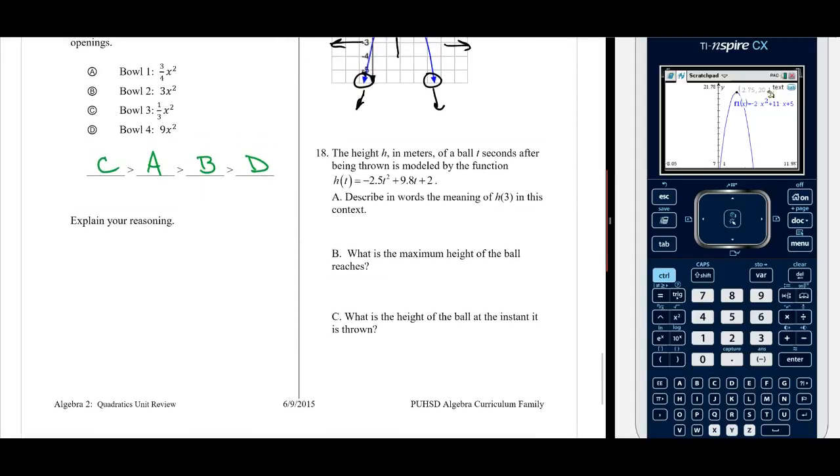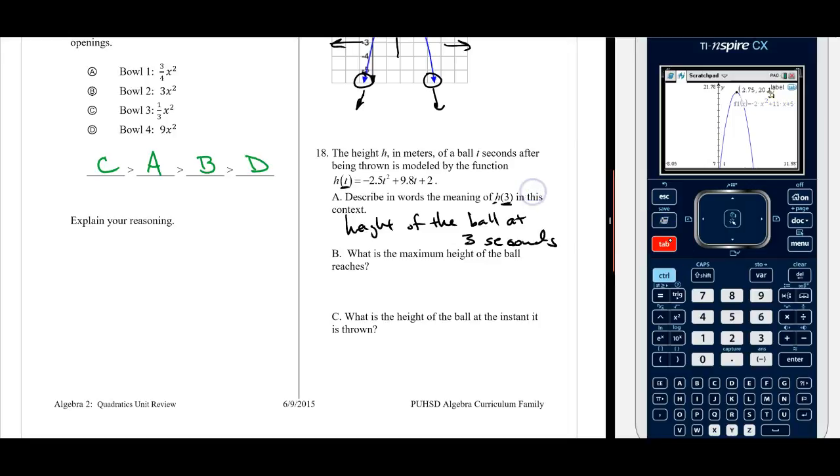Finally, 18. The height in meters of a ball t seconds after being thrown is modeled by that function. Describe in words the meaning of h of 3. So h is the height, 3 is t, and t stands for time. So this is the height of the ball at 3 seconds. What is the maximum height that the ball reaches?